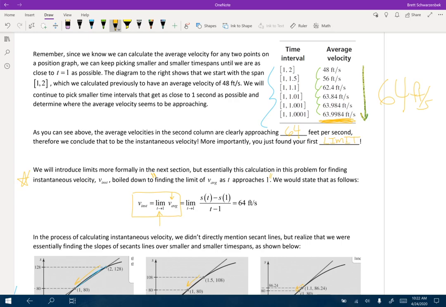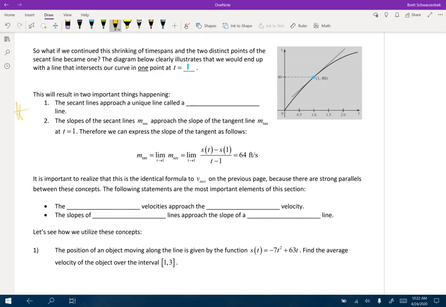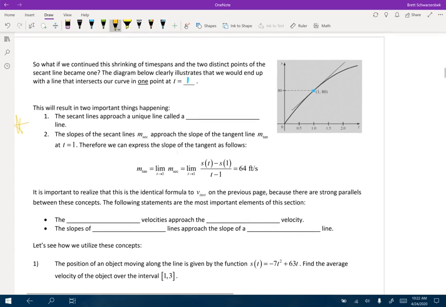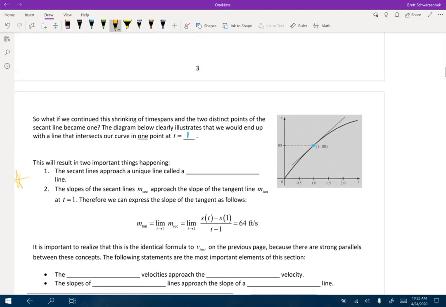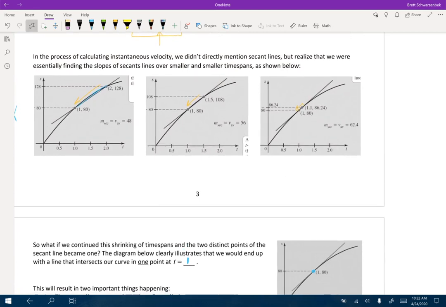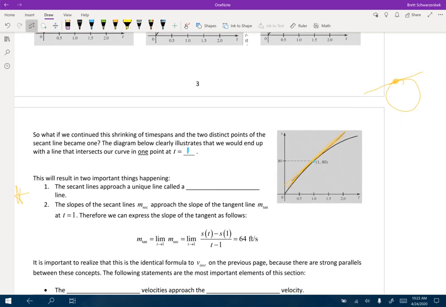So let's talk about sort of a summary of that whole thing. So right here. Okay, so two important things are happening. So the secant lines approach a unique line called a what line? Okay, so you ready? So look at this sucker here. So all of these lines here are secant lines because they're intersecting in 2 points. So they're intersecting the curve in 2 points. Now, what do we call a line that intersects a curve or a circle in 1 point? So you would have learned it as a circle like this. It's one of the more famous terms in mathematics. It's called a tangent line.